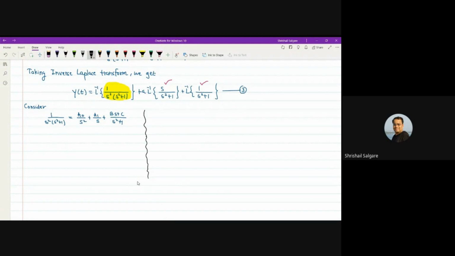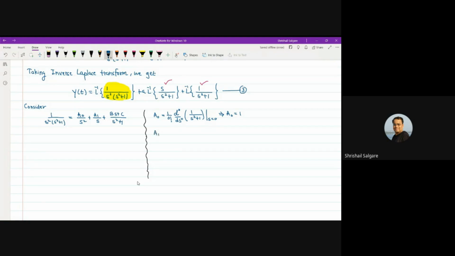Now here I will calculate a naught. A naught is given by 1 upon 0 factorial, the 0th derivative of 1 upon s square plus 1, and the value of this function at s equal to 0. This implies a naught is equal to 1, I think. Check.